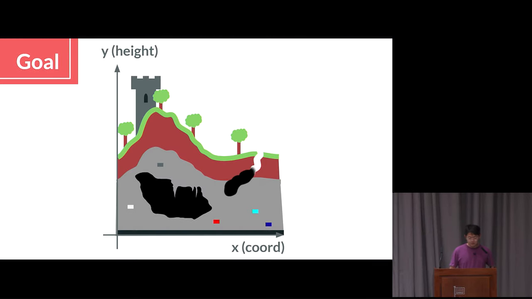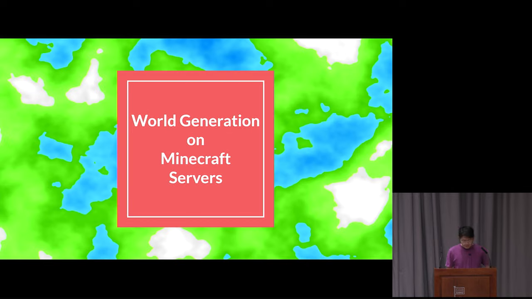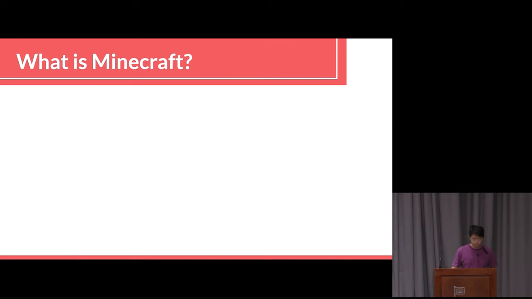If we were to flip this into a 2D graph, let's say to ignore the z-axis completely, we will be able to plot a 2D diagram of what we'd like to do. So let's talk about the exact tools that we're going to use to achieve that.